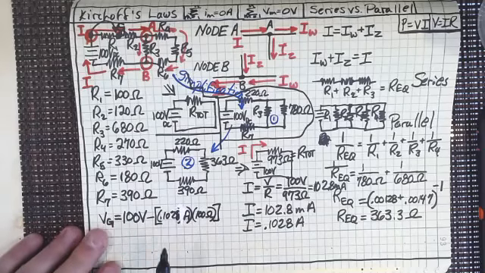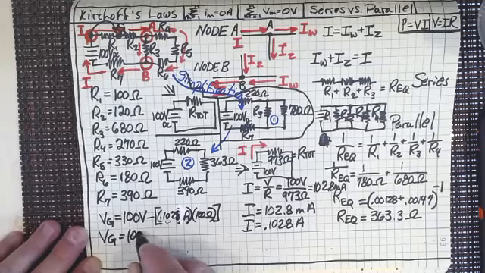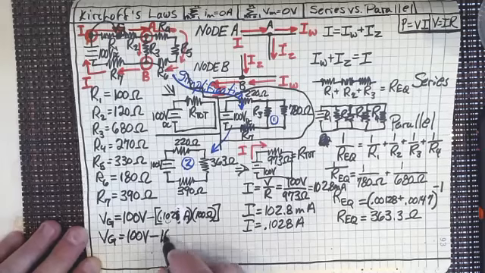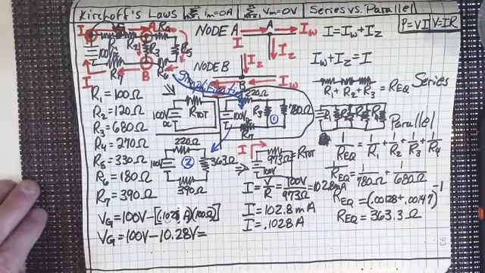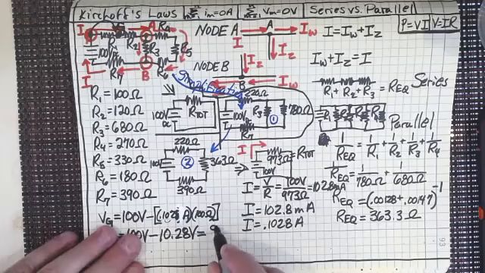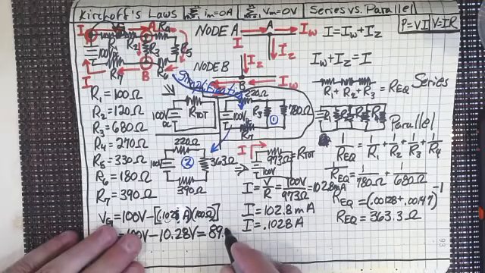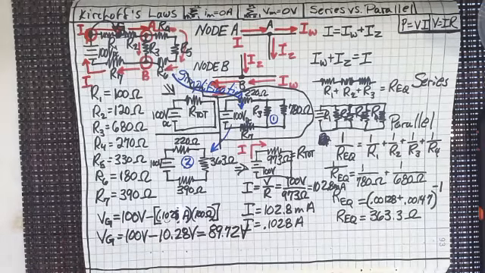100 times this. Well, let's just take that and move the decimal point over two places. So isn't it 10.28? So the voltage at G is 100 volts minus 10.28 volts. I think we can all do that in our head, can't we? Yeah, that's 42.7? No, of course it's not. It's 89.72 volts, isn't it? So we know what the voltage is at that point.